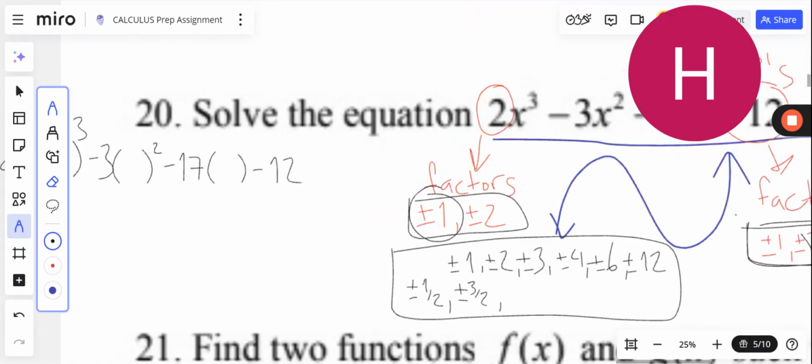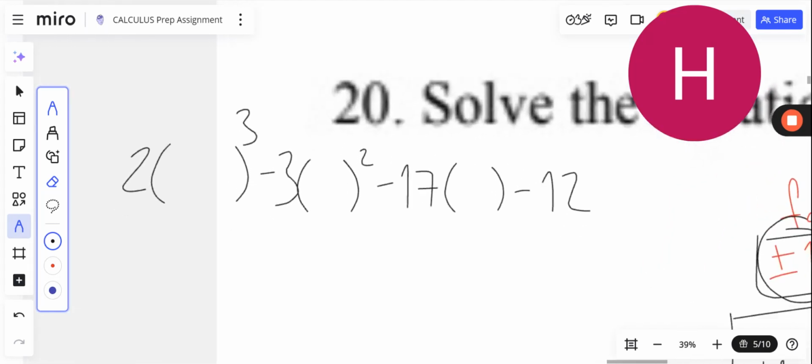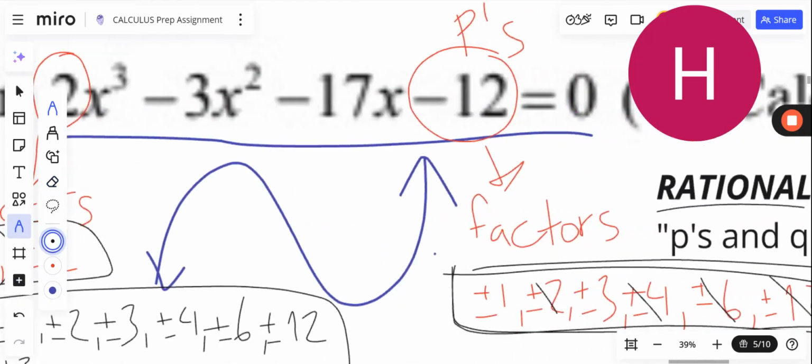Now, if you want to take a guess on what number is going to work, or if you want to continue, pause the video and continue trying some numbers for yourself. The one that stands out to me is either plus or minus 4, and I think it's going to be a positive 4. So let's try to plug in a 4 and see what happens here. Now, don't use a calculator. Again, this says no calculator.